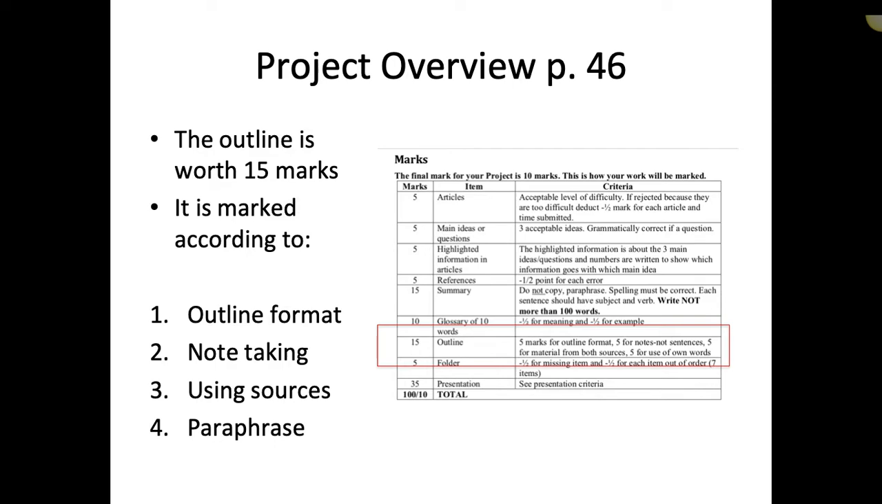So here on the project overview, you can see that the outline is worth 15 marks of your project, and the teacher is going to look for 4 things when he or she marks the outline. First, is it outline format? And I'll show you. Number 2, are you taking notes? Don't write sentences. Number 3, are you using the facts and information from the reading that you found for your project? And 4, did you paraphrase?